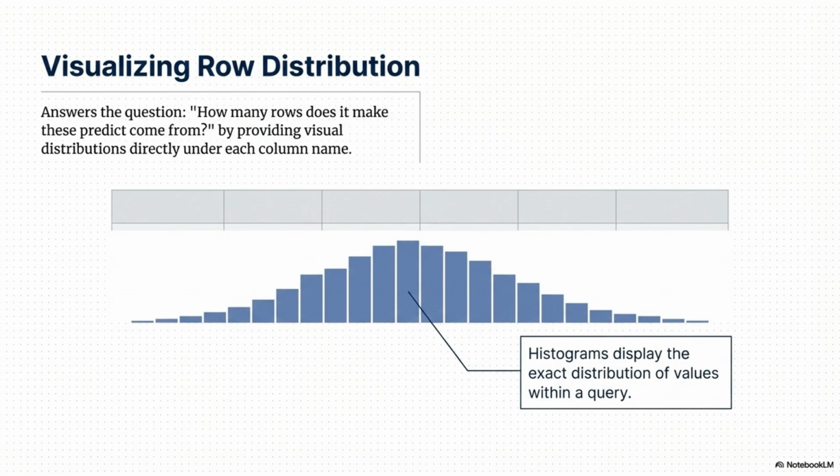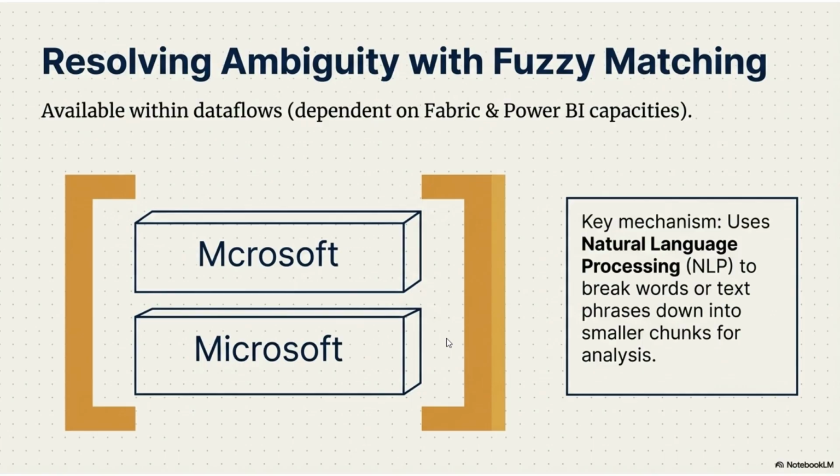So, row distribution. Here we can analyze how data is basically being distributed. Are there patterns, outliers, or skewness? These insights are critical when building models or making decisions. A simple histogram can reveal more than a complex dashboard. So basically, it can answer questions like how many rows each value comes from by providing visual distribution directly under each column. So the histogram displays the exact distribution of values within a query.